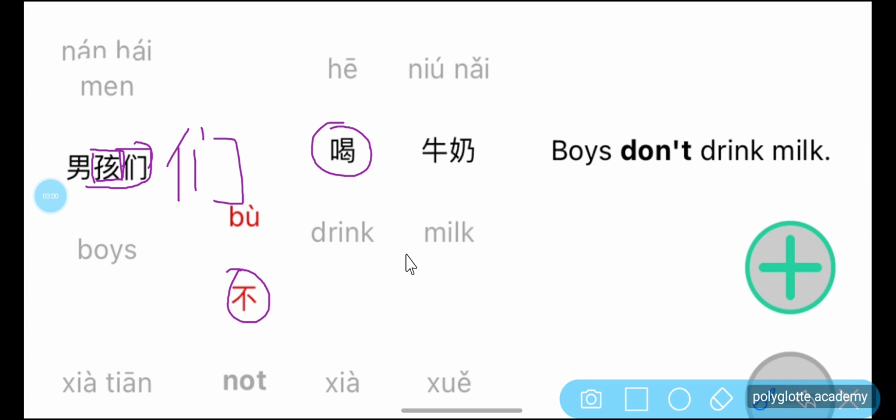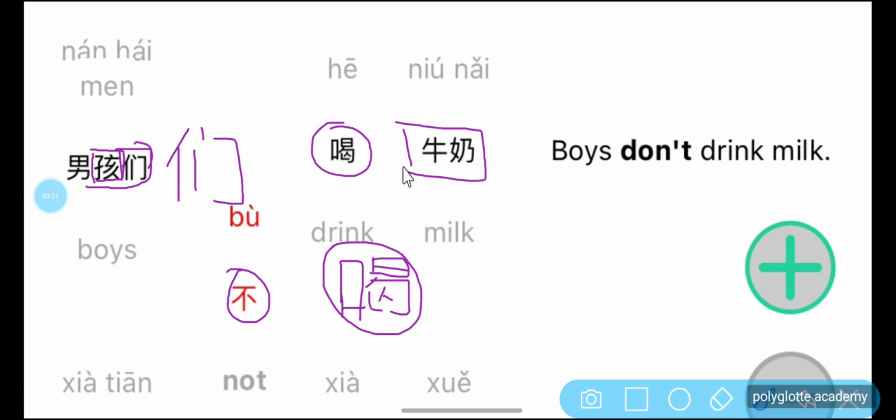So let's see how we can write the character 喝. We have this 喝. Super easy to write Chinese characters. Chinese characters are super easy to write. Once you master them, they are pictographic, so you can write the characters with ease if you master how to write them.